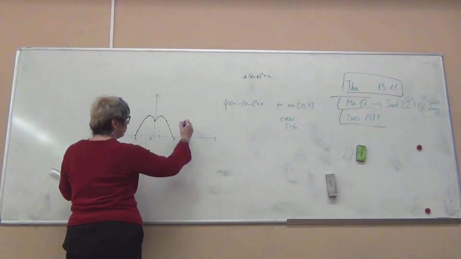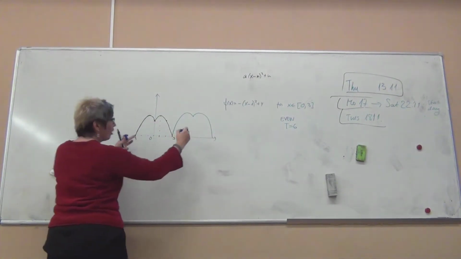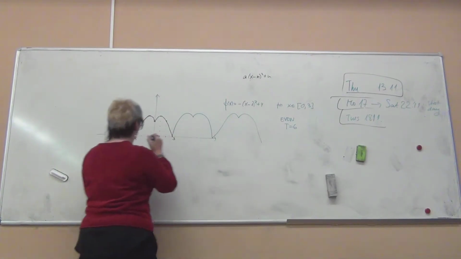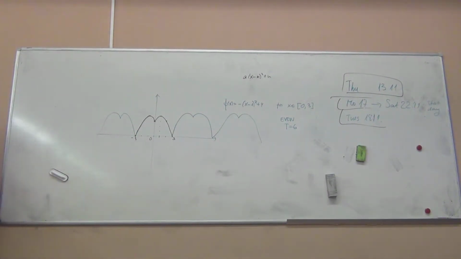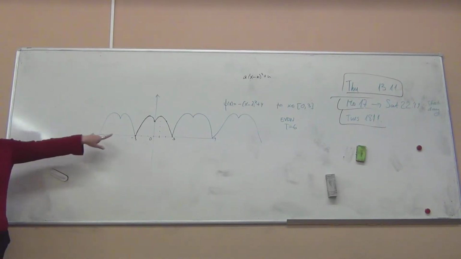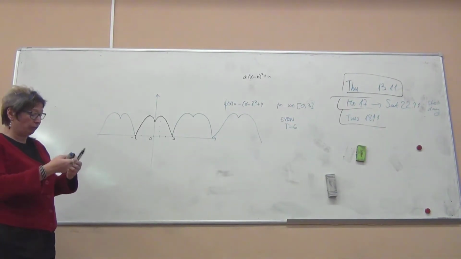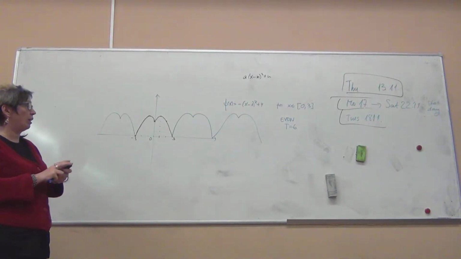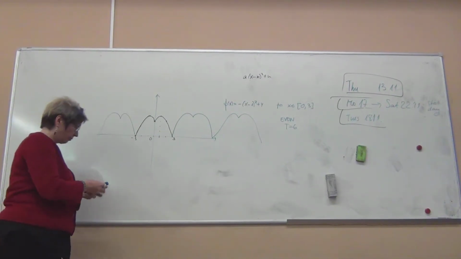So if you can do copy-paste with your brain, that's what we have. We take this, we copy and paste. We copy and paste. So that it's a periodic function. The period is 6 units. And we have an even function to both sides of this.